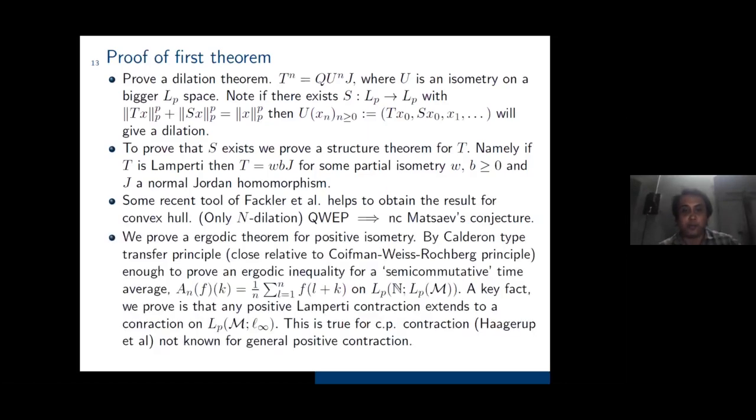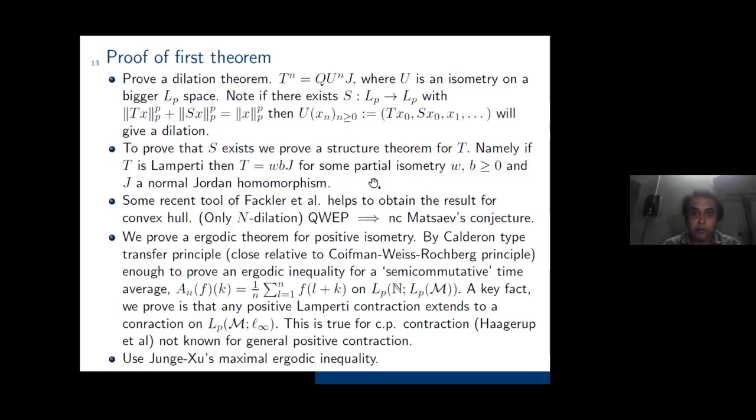So anyway, there is one crucial point that I should tell, that whenever you have a dilation like T to the power n is equal to Q U to the power n J, where U is an isometry, then you can look at the ergodic average and you can see very easily that it's enough to prove an ergodic maximal inequality for this U.